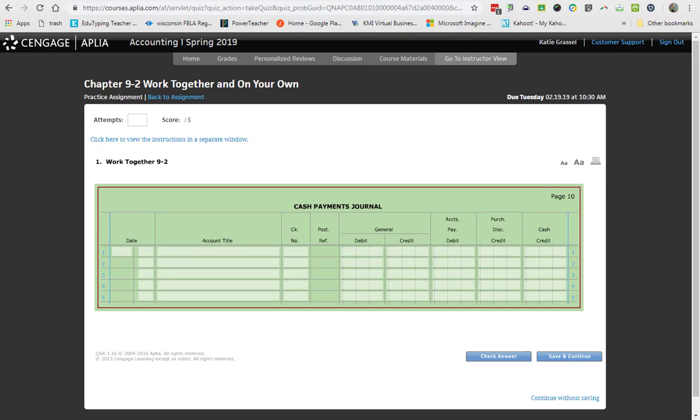Now, we use special journals to allow us to get information easier. So at the end of the month, when I look at my purchases journal, it's going to show me how much product we got in a month. When I look at my cash payments journal, it's going to tell me how much cash I paid out in a month. Is that important to know? Businesses need to keep track of that. They have to make decisions based on what is happening within their money.